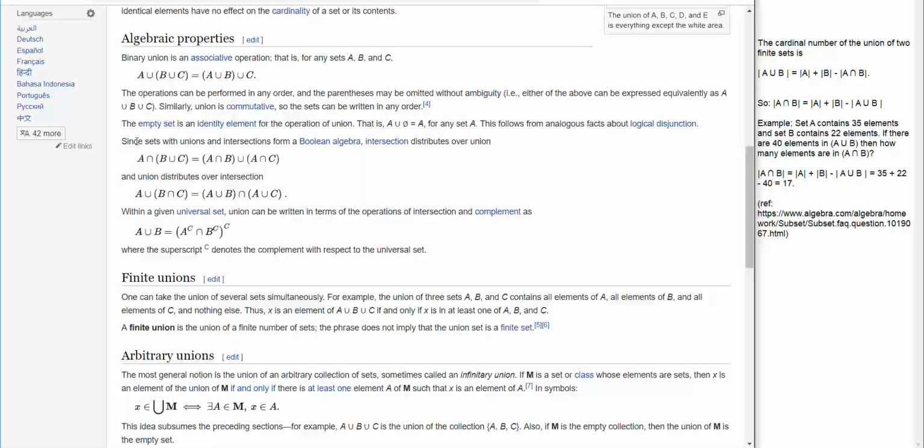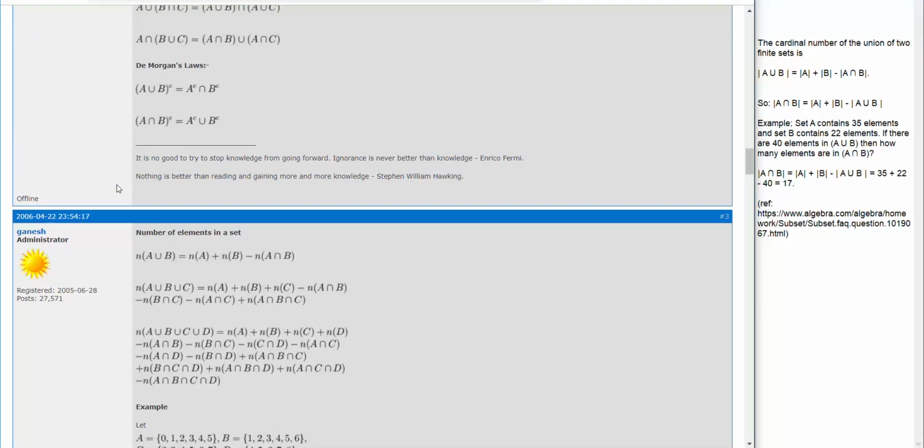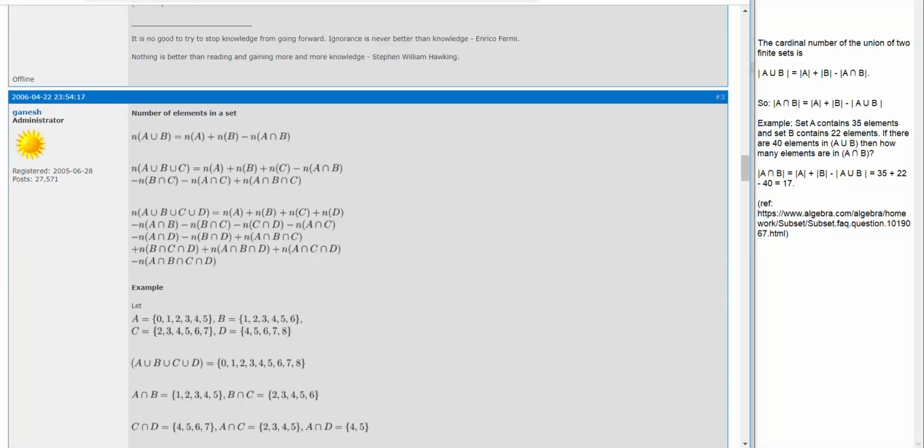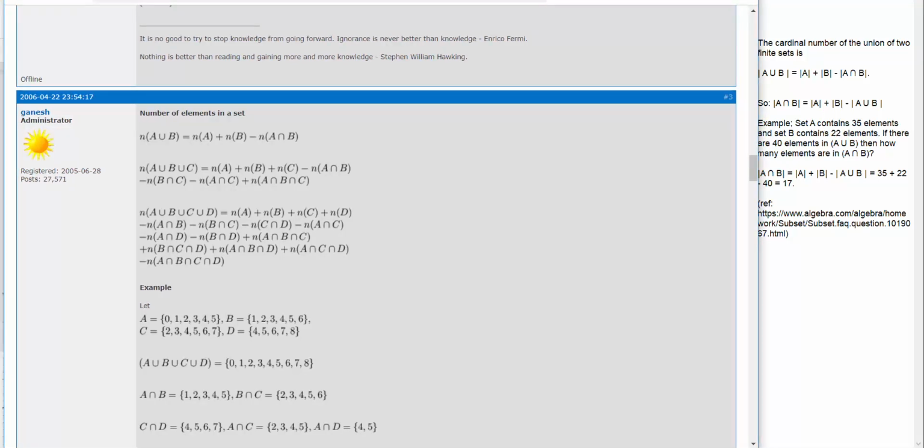Basically, the golden rule here is that the association works, and we know about this. The complement, we know about that too. If you want to get the number of elements, we have to use the golden rule again, which is this rule here. Bring things down and solve accordingly.